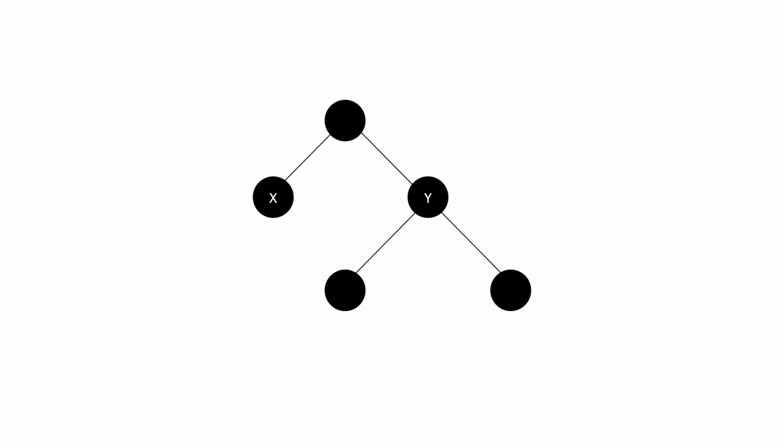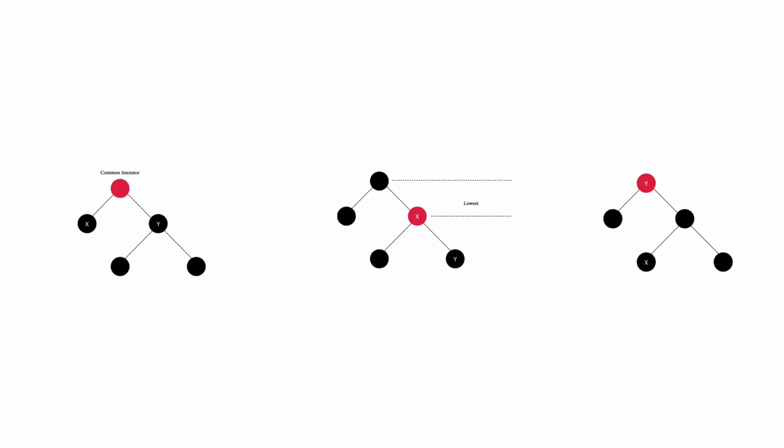Here is a tree. Whose is the common ancestor of X and Y nodes? The red node is the common ancestor. What about this one? Is the root node still the lowest common ancestor? The root node is a common ancestor, but it's not the lowest. Therefore, X itself is the lowest common ancestor. How about this? The answer is Y.